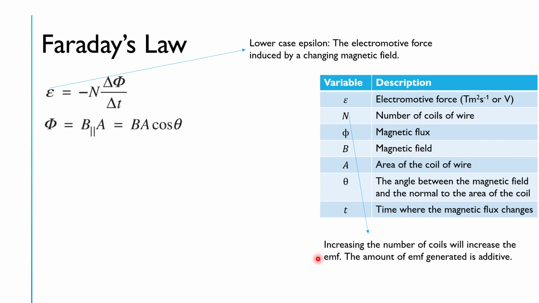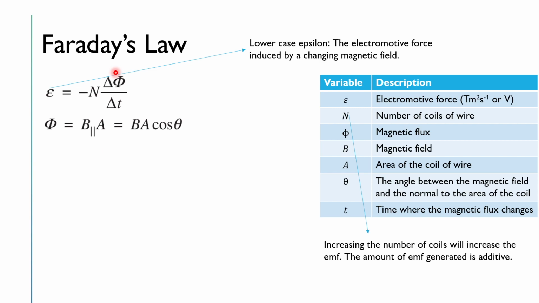Essentially, if you have more coils in the wire, which are able to all experience an electromotive force and get an induced current, essentially the amount of EMF generated is additive. So more coils means more electromotive force. The other variable in this equation is the change that's happening in the magnetic flux.